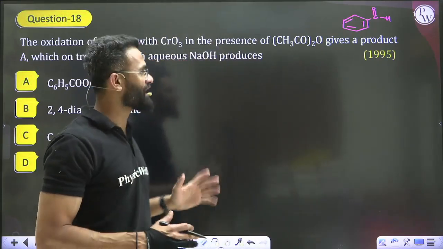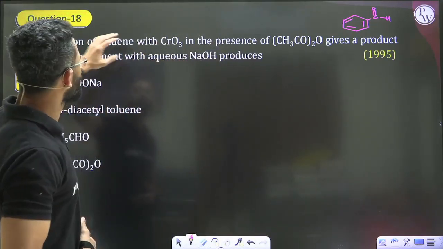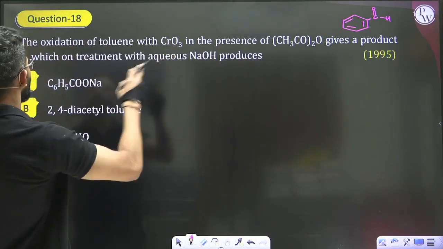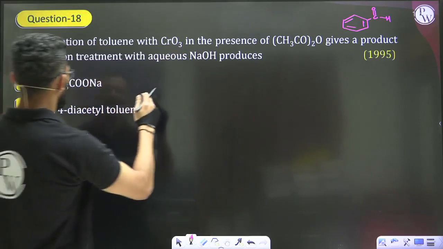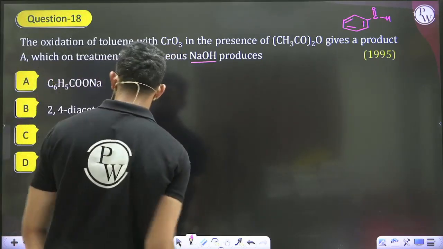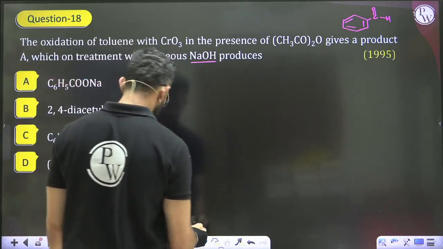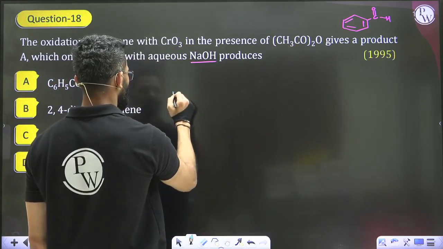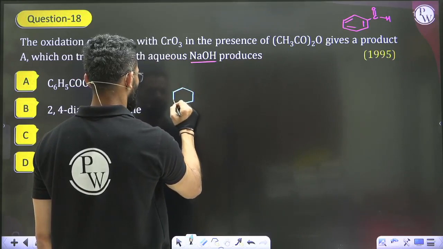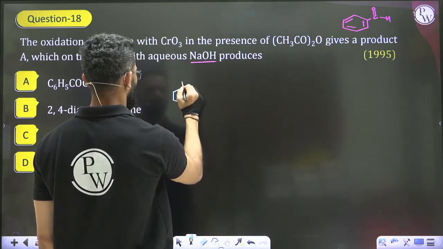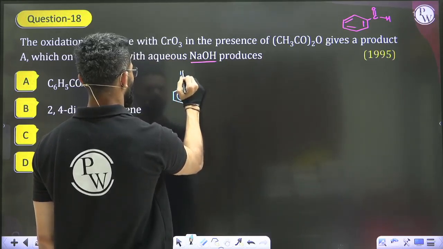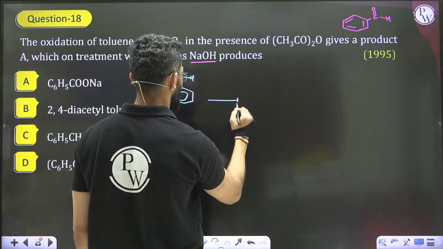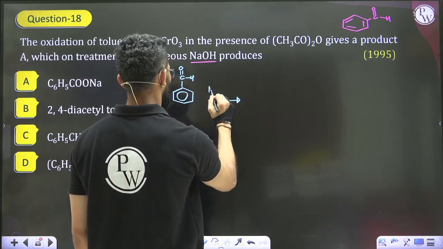So yes, we have identified that toluene with CrO3 will give you benzaldehyde, and that compound is further treated with aqueous NaOH. Well, so the question that they're asking about here is benzaldehyde, which is treated with aqueous NaOH.